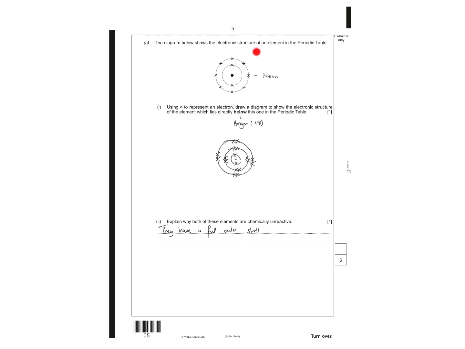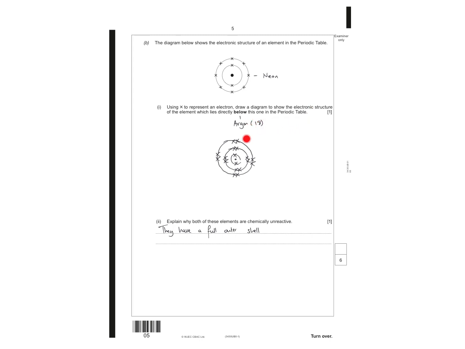The diagram below shows the electronic structure of an element in the periodic table. What I've done first is I've counted up those crosses to get 10 crosses, and then I've worked out that that is neon, because neon has 10 electrons. They then want me to use an X to represent an electron, just like above, to draw the diagram to show the electronic structure of the element which lies below this one on the periodic table.